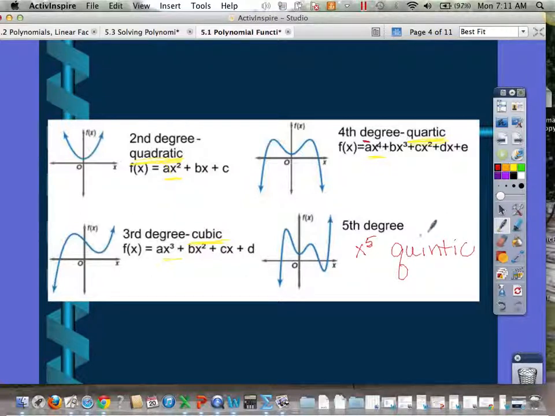Okay, quintic. That's a fifth degree. Right, so notice the end behaviors, if it's an odd degree, will go opposite directions. If it's an even degree, the end behavior of the graphs, where it keeps on going continuously, will be in the same direction.